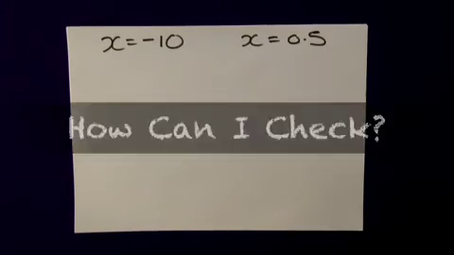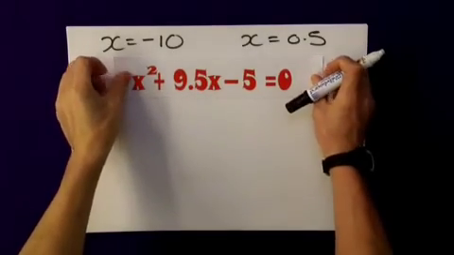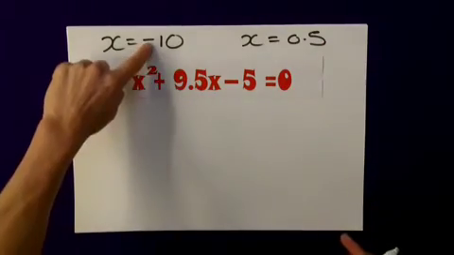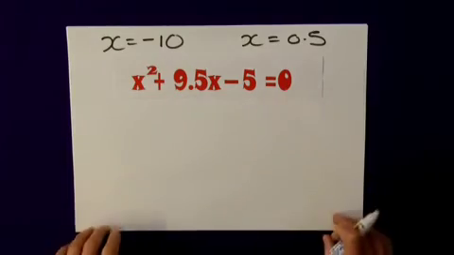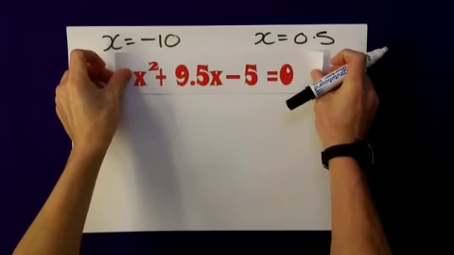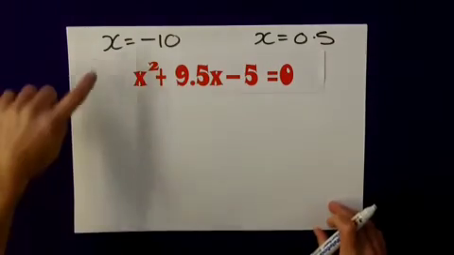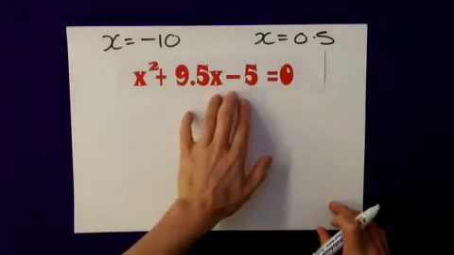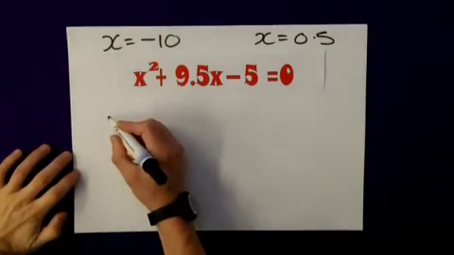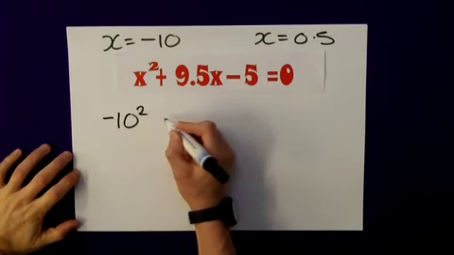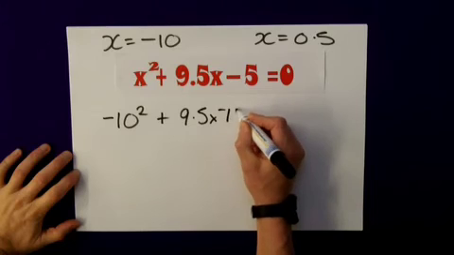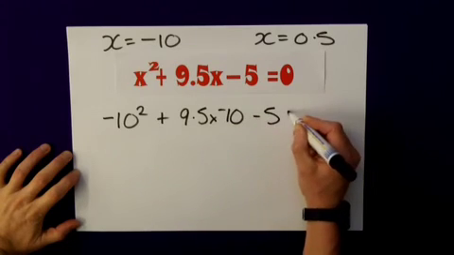So how do I know if I'm right? Well, I could substitute them back into this equation one at a time. I'm just going to do one of them. I can check if my values are correct by substituting back into my original equation. I'm going to take x is minus 10 and put it into this equation, and it should give me 0. So, putting minus 10 into this, I've got minus 10 squared plus 9.5 times minus 10 minus another 5 should give me 0.